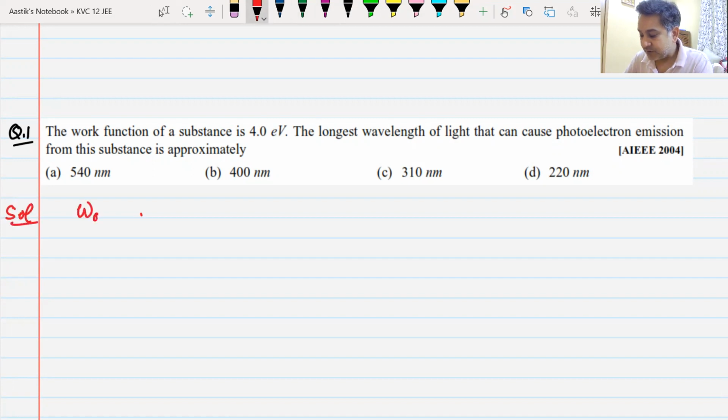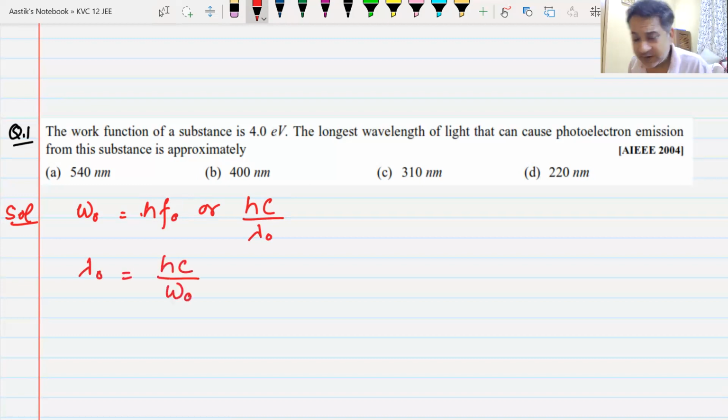Work function W naught is... the longest wavelength. Work function is not e V naught. That was the maximum kinetic energy, e V naught. Work function is h f naught, or I can call it hc by lambda naught. Yes or no? So to find lambda naught, I just divide hc by W naught.